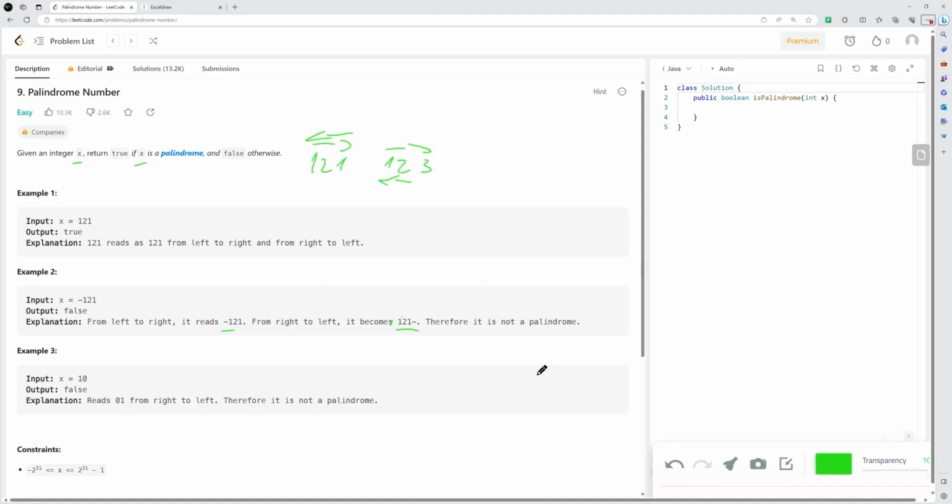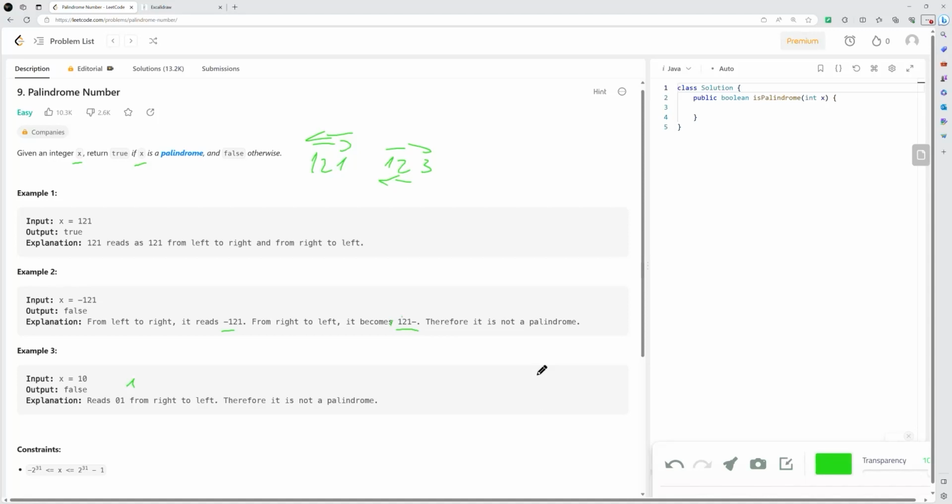And also in the last example, we have number 10, which is not a palindrome because from right to left it reads 0, 1, which is just 1 actually, and from left to right it is 10, so it's not a palindrome. Now, the constraint is that x can be in the range of the integer, so ranging from the minimum to the maximum value of an integer.